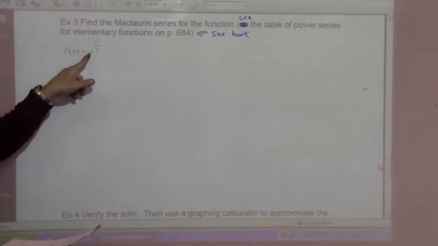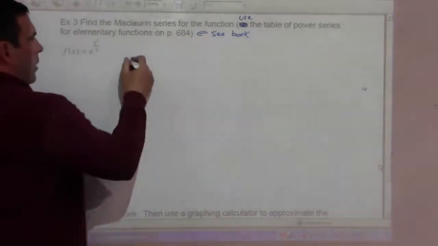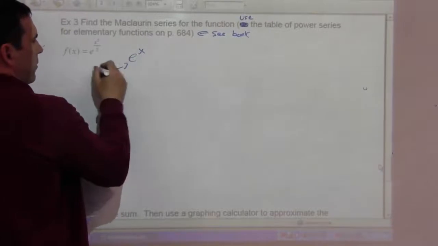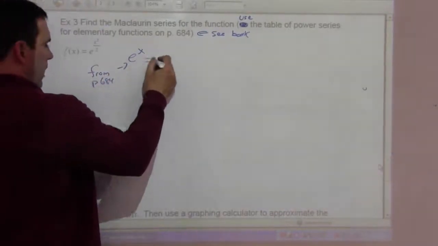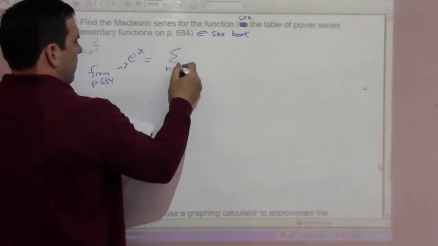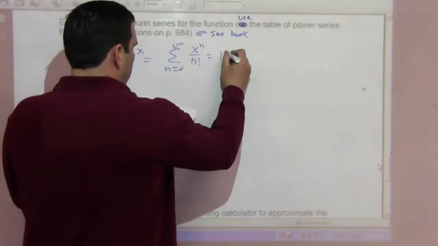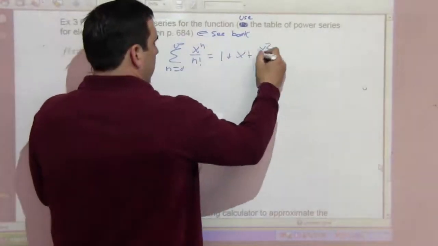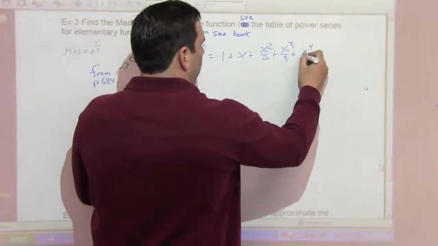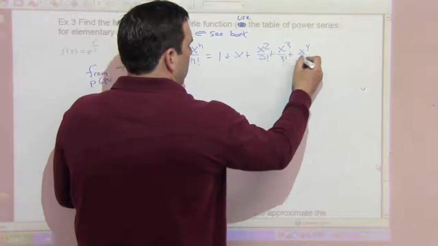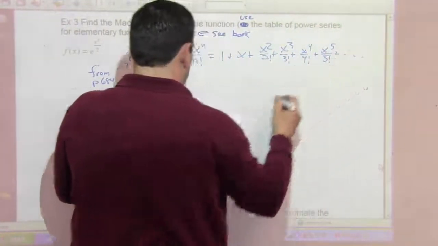So f of x equals e to the x squared over 2. Now we know e to the x, this is from the book. e to the x is going to be equal to the sum as n goes from 0 to infinity of x to the n over n factorial, which is 1 plus x plus x squared over 2 factorial plus x cubed over 3 factorial plus x to the 4th over 4 factorial plus x to the 5th over 5 factorial plus.